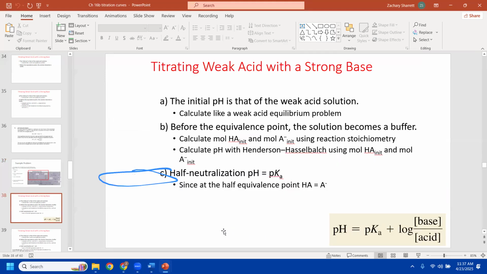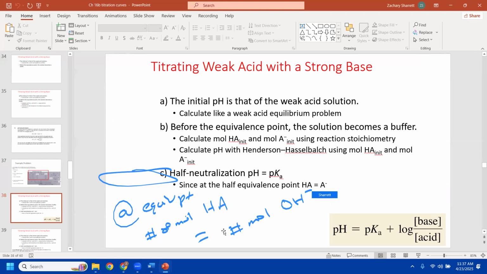So at the equivalence point, the number of moles of HA equals the number of moles of OH minus added. Is everybody comfortable with that explanation? Yes? So that's why we had to find the pH of the weak base that is left over, because all of the HA is converted into A minus. So it's just finding the pH of the weak base solution. The big difference is we have to think about the dilution factor. What happens at the half equivalence point?